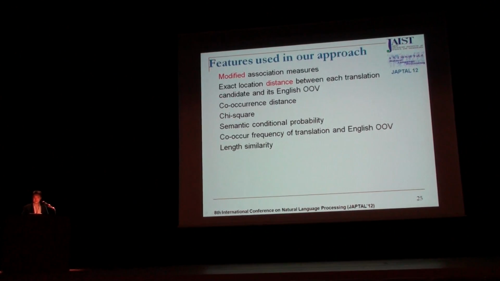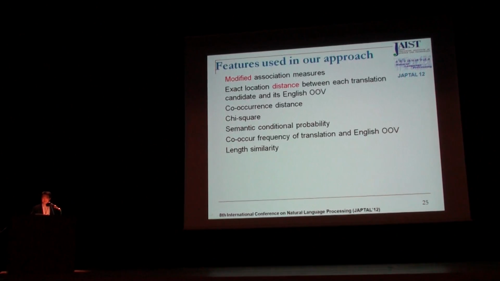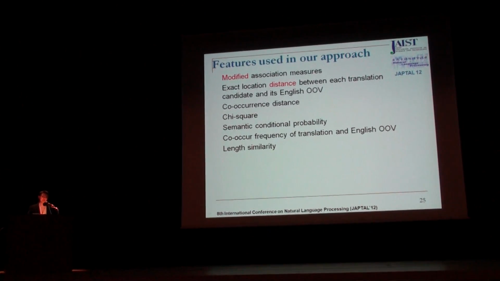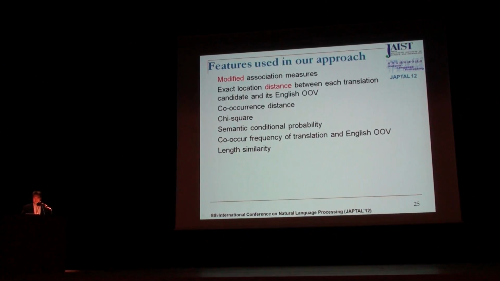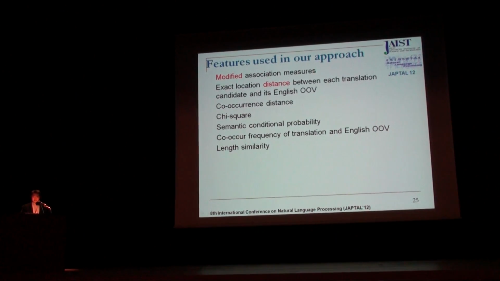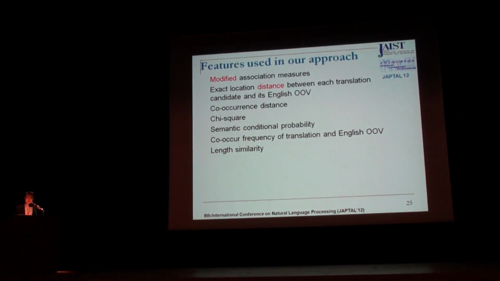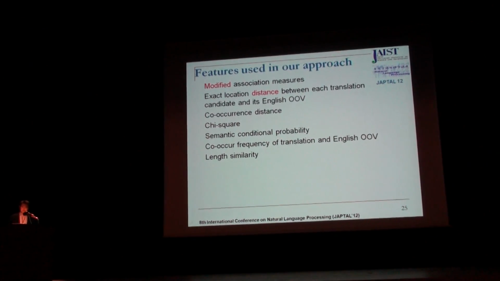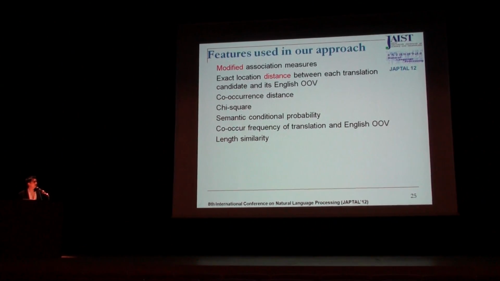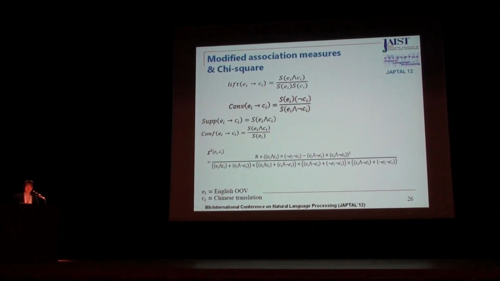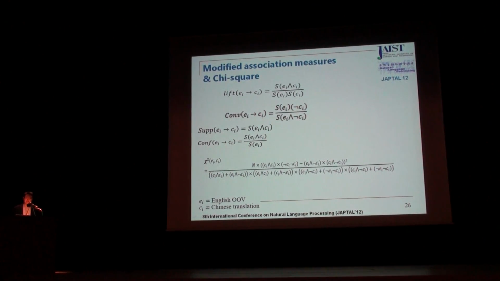Now the features used in our approach. In this approach, we used up to 21 different kinds of features. I will explain some of them, such as modified association measures, exact location distance between each translation candidate and its English term, co-occurrence distance, chi-square, semantic conditional probability, co-occurrence frequency of translation, and English term length similarity. We will only explain part of the features due to time restrictions.